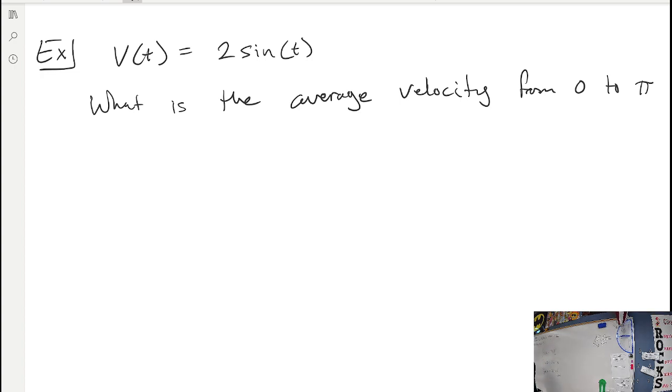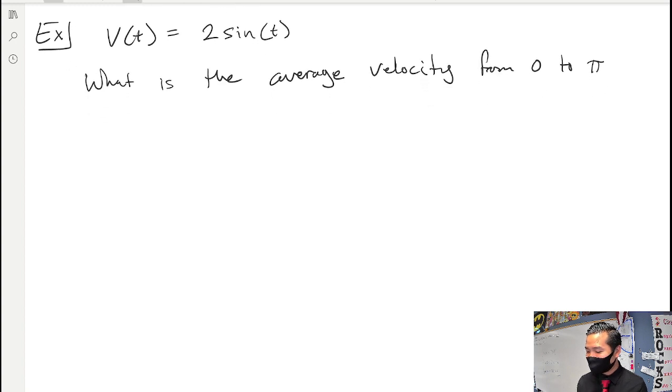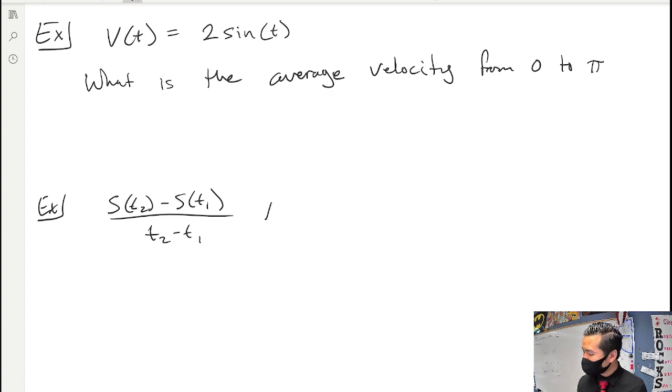Do you remember the function that helps you calculate the average value of a function? Yeah, that's the mean value theorem. Do you remember how you calculate the average value of a function? Ooh, I like that. Yeah. Hold on a second. S of t2 minus S of t1 over t2 minus t1. This will help you get the average velocity. But here's the problem.